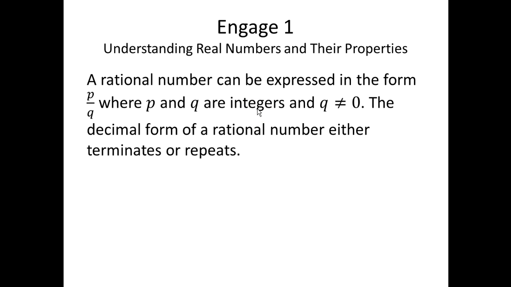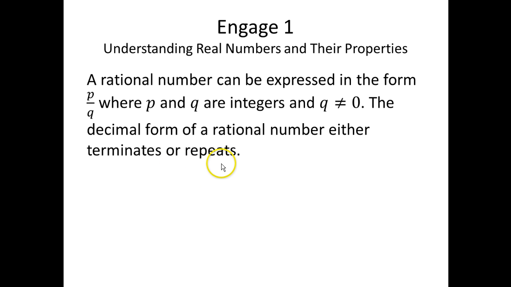And if you remember, integers are the whole numbers, 0, 1, 2, 3, 4, continuing, and the negative numbers, negative 1, negative 2, negative 3. Those are all integers. Okay. So we say that a number is rational if it can be expressed in the form p over q, where p and q are integers, and q is not 0 because dividing by 0 is undefined.